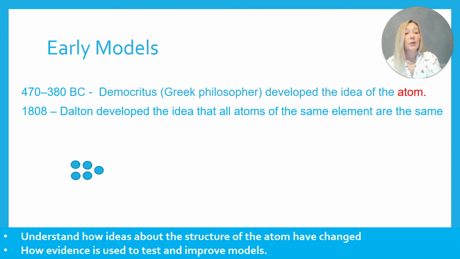Then Dalton came along and he came up with the idea that for every element in the periodic table, the atoms for each element are exactly the same. So again, we can represent this as a model. So this would be atoms of all the same elements, they're all the same atoms. We've used colours in little dots, and a different colour could be used to represent a different element, but all of the atoms in each element are the same.